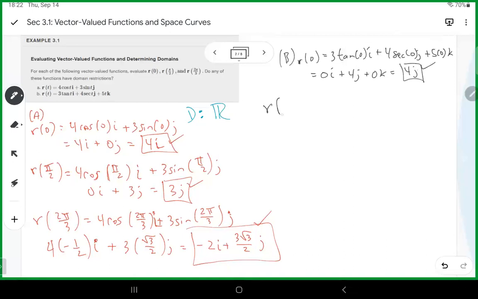All right, then we have r of pi over 2. So 3 tangent pi over 2 i plus 4 secant pi over 2 j plus 5 pi over 2 k. That's going to work out to, it does not exist.